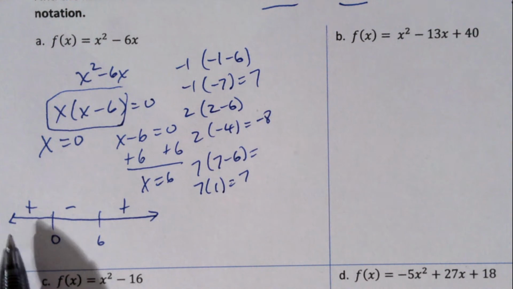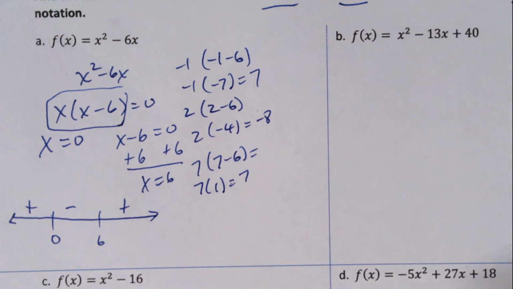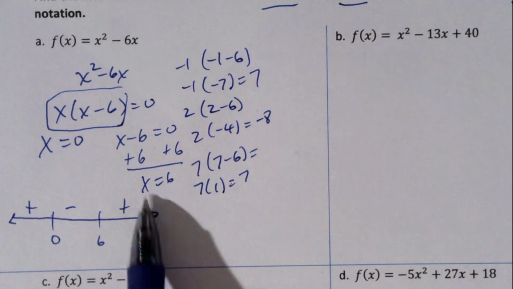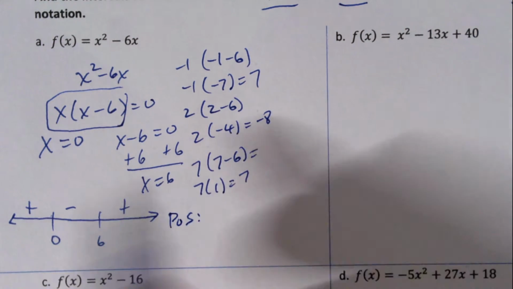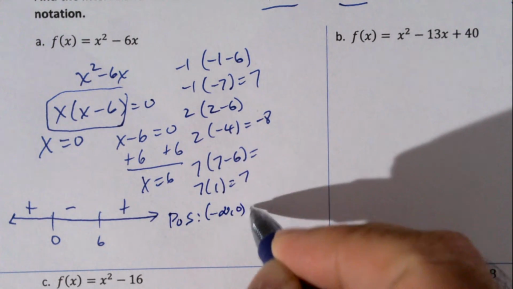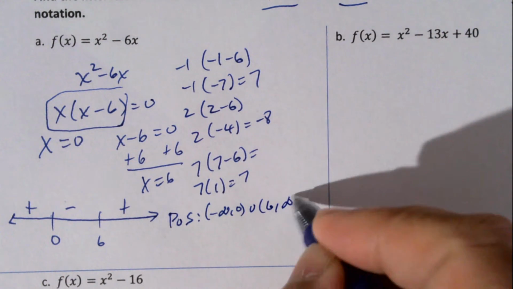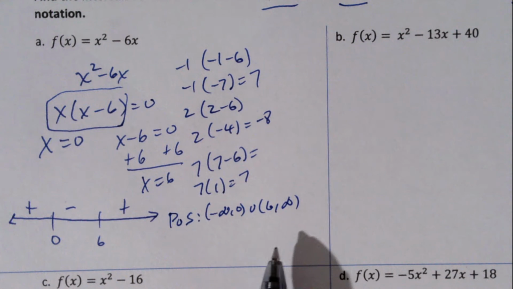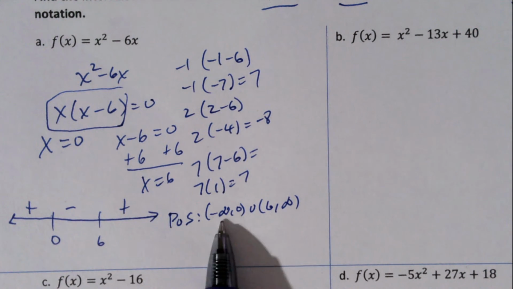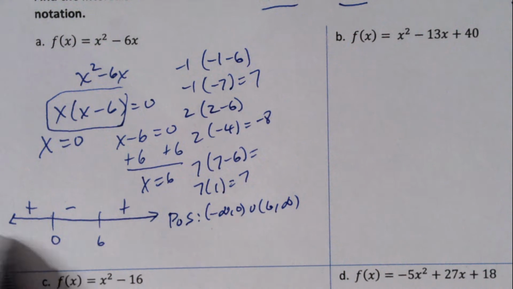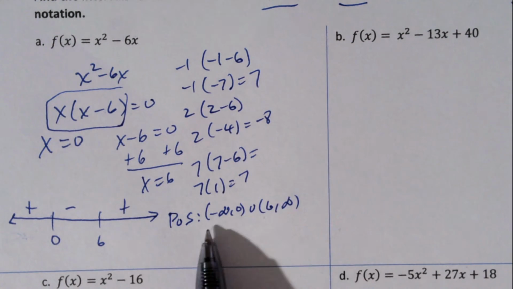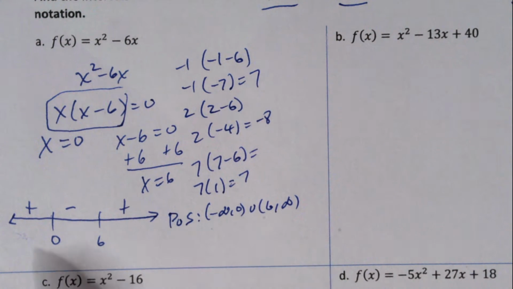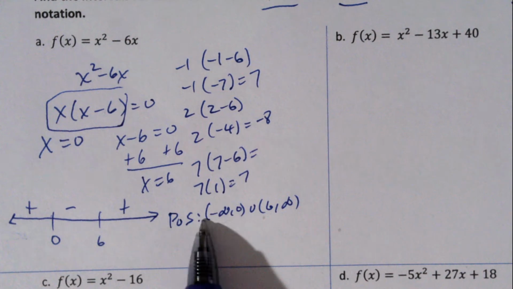So we've got positive, negative, positive, which means it's positive in this region, and negative in that region. We're going to write it like this: positive from negative infinity to 0, union, and from 6 to infinity. Some people get confused about this negative infinity, positive infinity. These are the x values that give me a positive value. I'm not saying these are all positive numbers. In fact, none of these are positive numbers. What I'm saying is these negative numbers, when I plug them in, give me a positive value. So this is the interval notation for this number line. Remember, on the left-hand side is negative infinity.